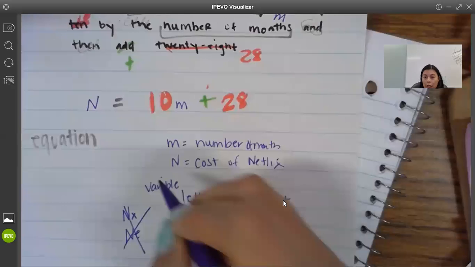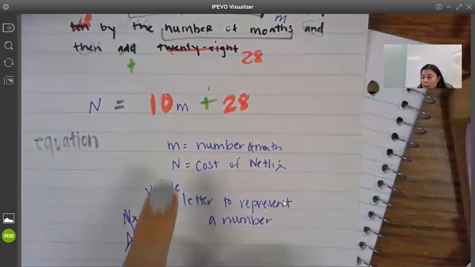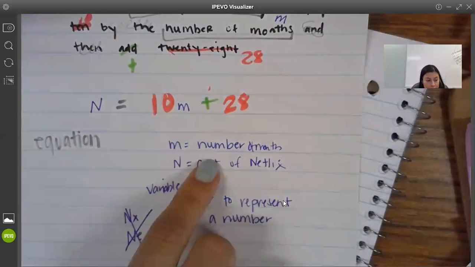So a variable is a letter to represent a number in math. Every letter counts. So let me see what are some other mistakes that I saw. Some of y'all wrote specific examples, and we don't want to do that. Somebody wrote 10 times 10. No, because that would be a specific number, and we're talking about any number of months.